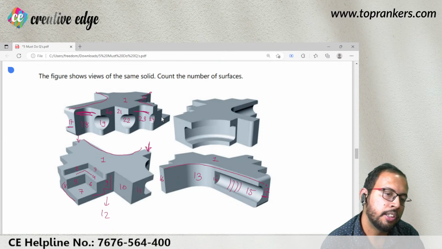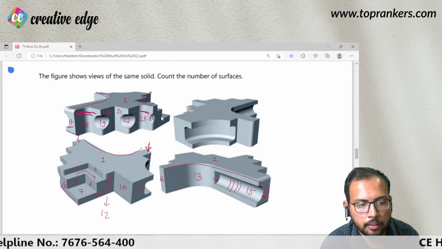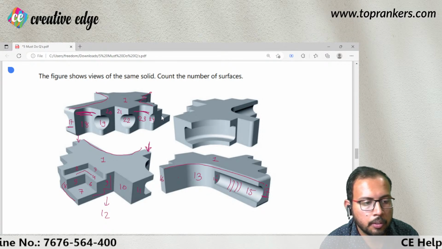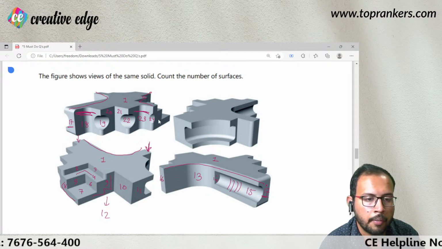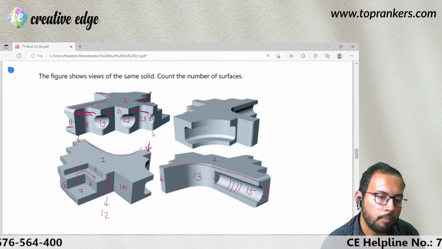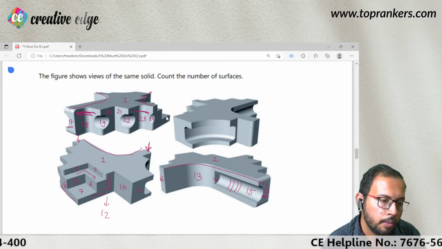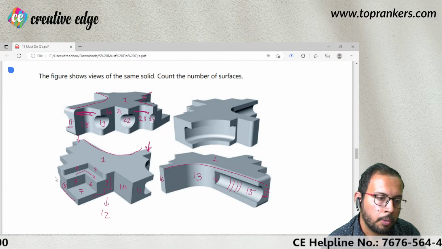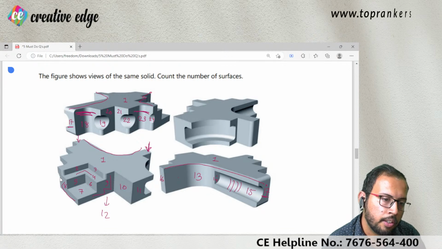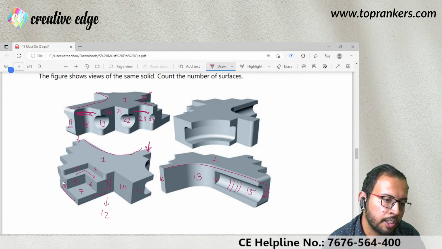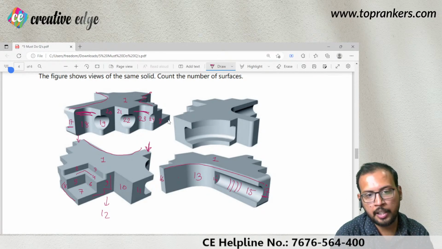And if I look at this surface, have I counted it? Let me cross check once. So I believe I have 24. Okay, so this is the surface at the back. Yes, I have counted this surface. Yes, this is surface number 8. This was surface number 8. So I have counted 24 as of now.